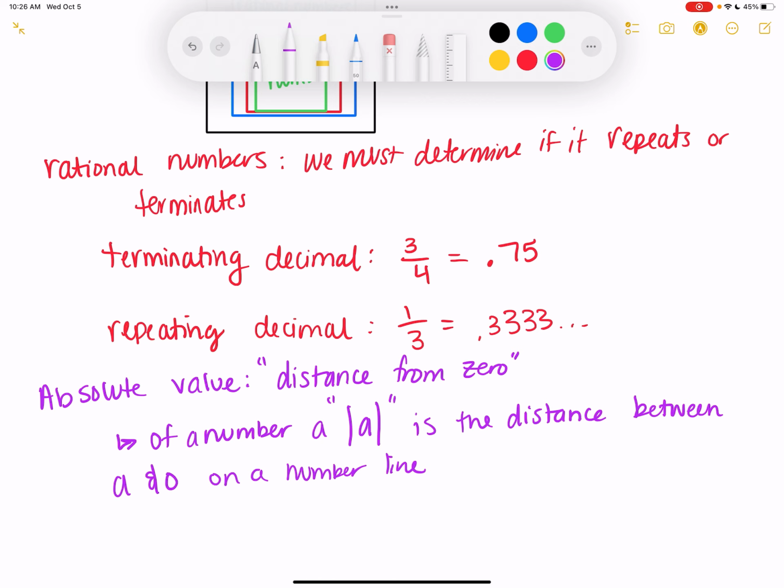So if you had the absolute value of 3, on the number line you're looking at 3, how far is that from 0? So you would count 0 to 1 to 2 to 3, so it would be 3 away. If you had -3, you're just counting backwards, but it's still a positive value because it's just the distance from 0, and we can't have negative distance, so it's 1, 2, 3, so it'd be 3 away.